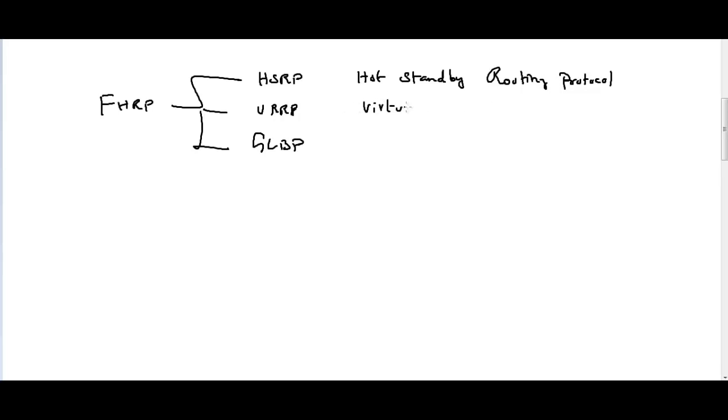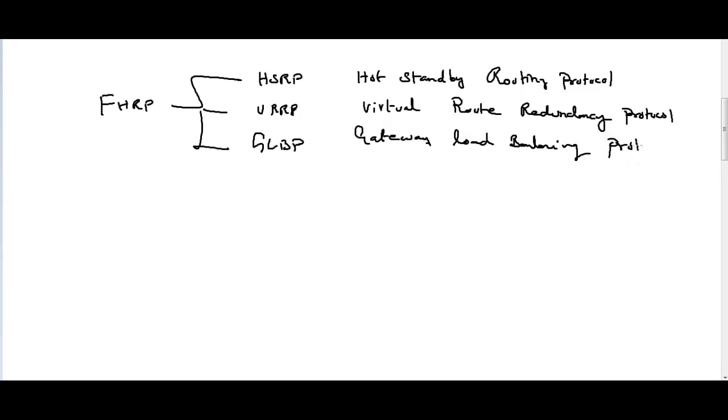Virtual route redundancy protocol. Gateway load balancing protocol. Three protocols which do the first hop redundancy protocol job, first hop resolution protocol, resolving the first hop.